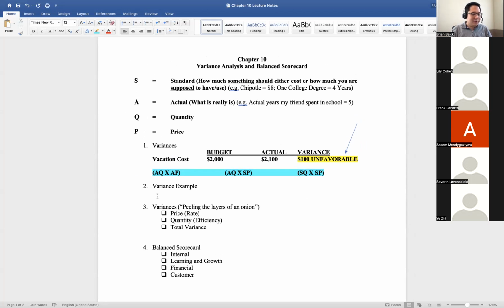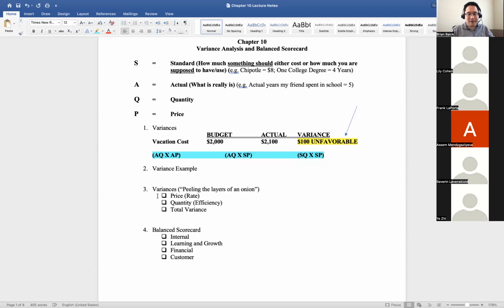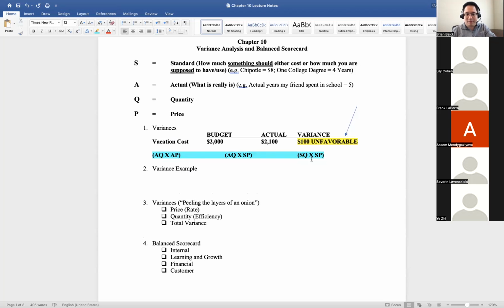Okay, so let's do one comprehensive example, and then let's figure out what this formula really means when we try to use it, and how we can do variance analysis. So I have an example that I came up with, and we're going to do a budget. We're going to figure out the actual, the variance, and then the different types of variances by using this formula. So let's say that we're trying to get one college degree.